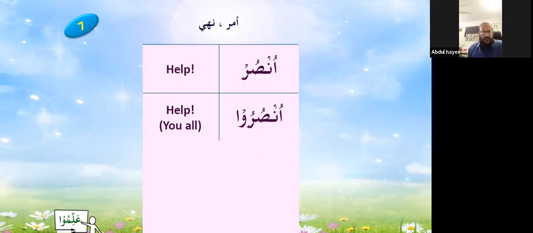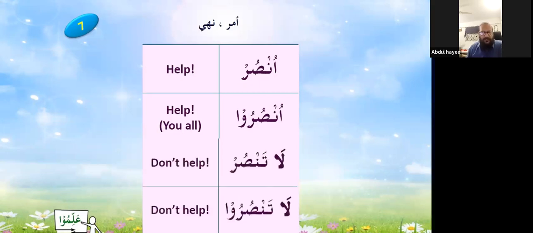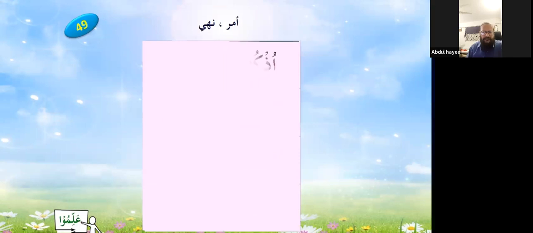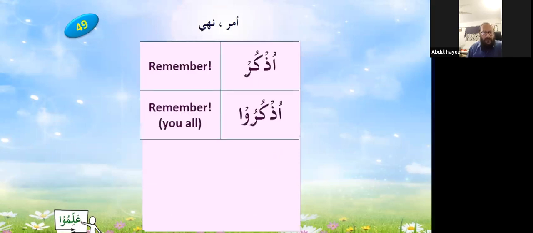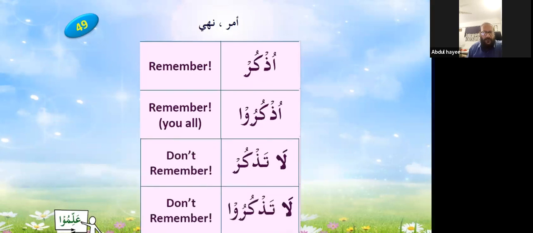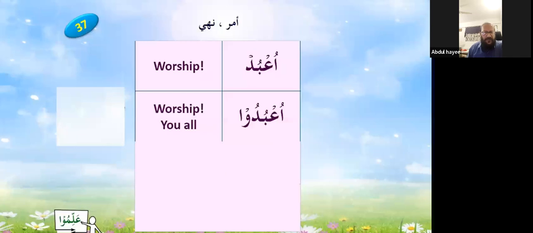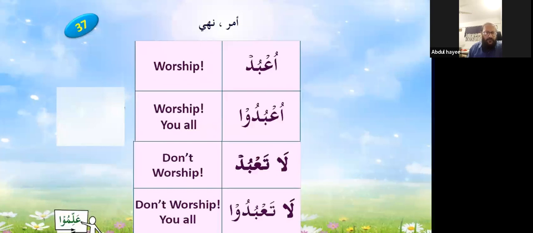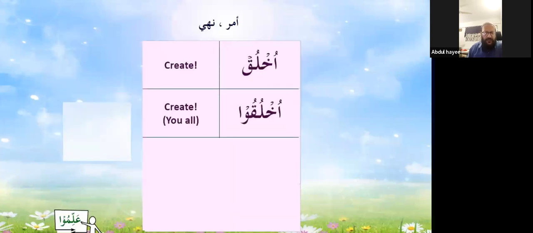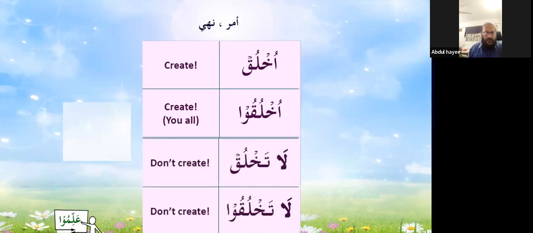Yesterday we did these four: unsur, help; unsuru, help you all; tansuru, you help; la tansuru, don't help. Then we saw uzkur, remember; uzkuru, remember you all; la tazkur, don't remember. Then we studied yesterday, u'bud, u'budu, la ta'bud. And the last which we studied yesterday was ukhluq, ukhluqu, la takhluq. Now listen, in QC1, in this course, you have studied 11 verbs.